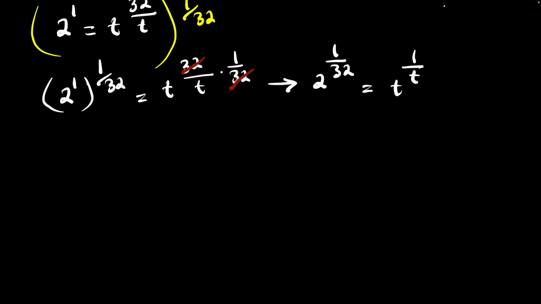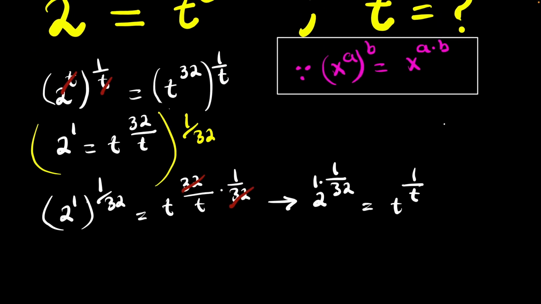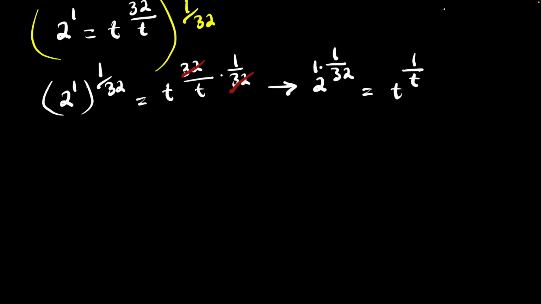I say that I have the power 1 here because I'm gonna use this formula. So what I can do is write this form as this form right now. I have 2 to the 1 times 1 over 32. So I can write this as 2 to the 1 whole to the 1 over 32 is equal to t to the 1 over t. So I didn't change anything.